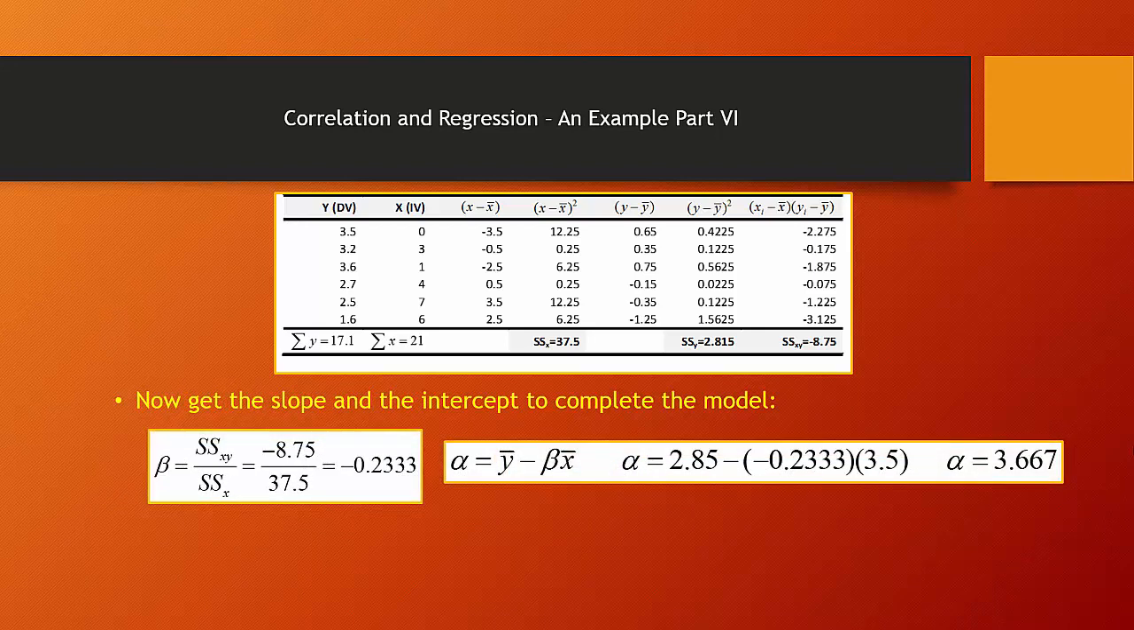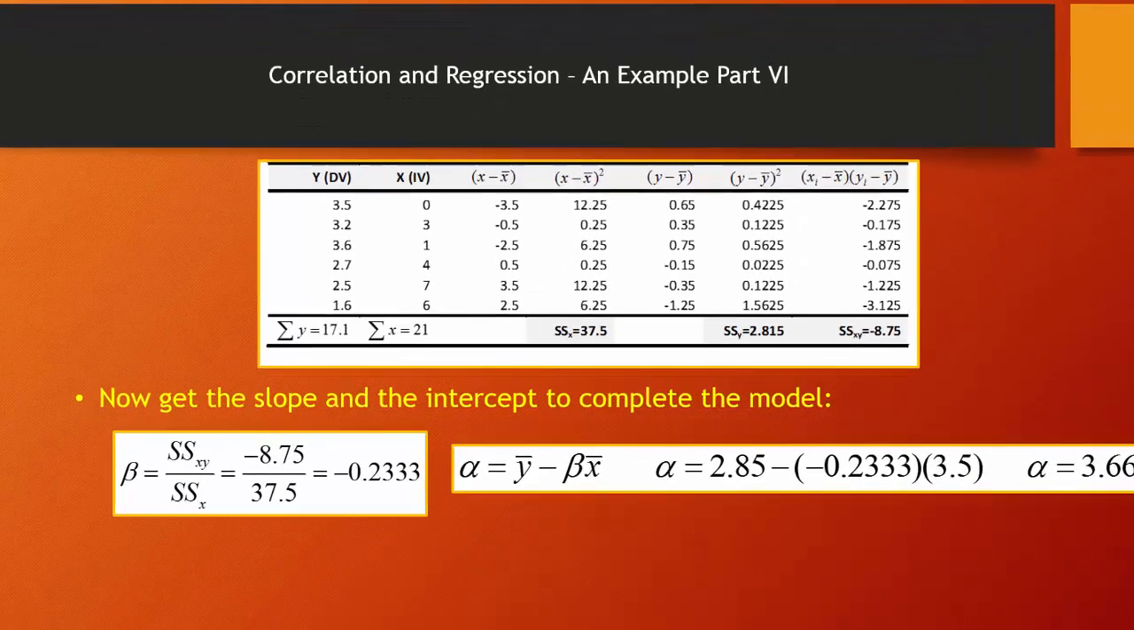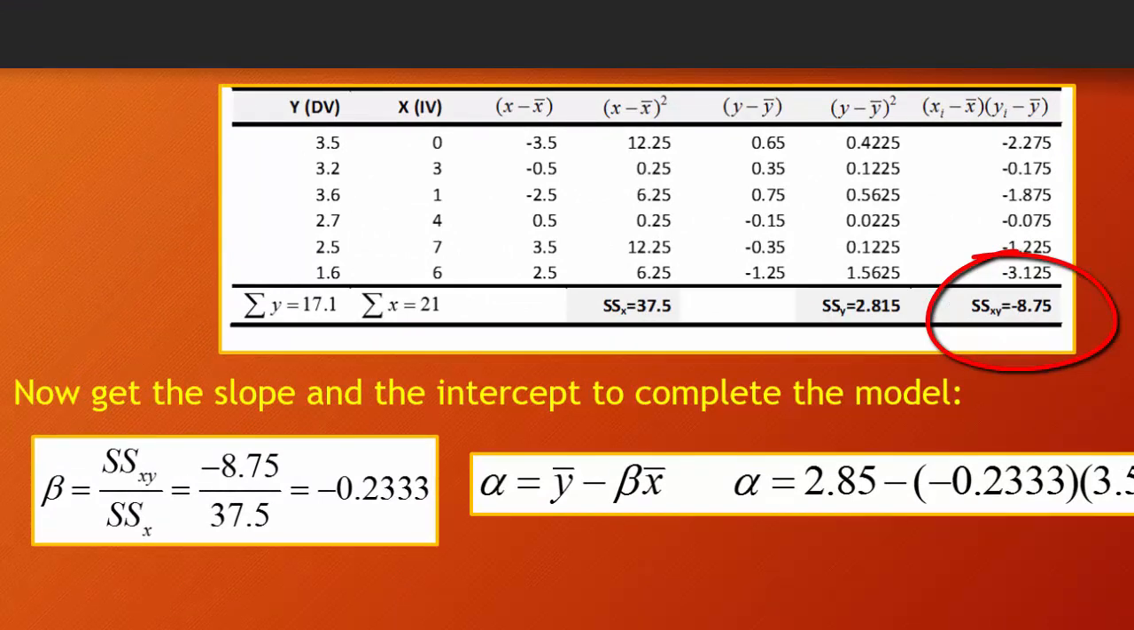Now, we can use our calculation table that we set up to also determine the slope and the intercept. You can see that the slope formula uses the sum of squared errors shared between x and y divided by the sum of squared errors for x. So we've already calculated those, so we can just plug those two numbers in. So we had the negative 8.75 as the sum of squared errors shared between x and y, and the 37.5 as the sum of squared errors for x. So the ratio of those two gives us a negative 0.233.